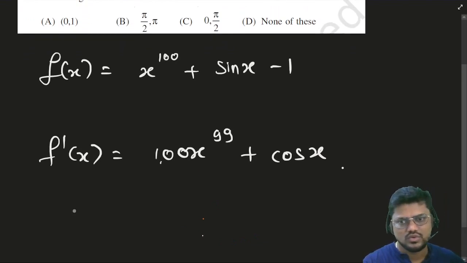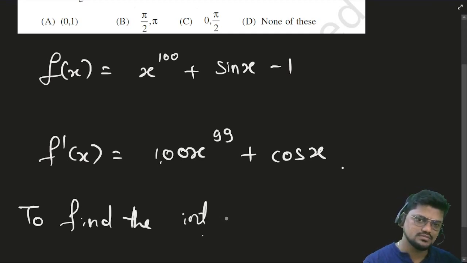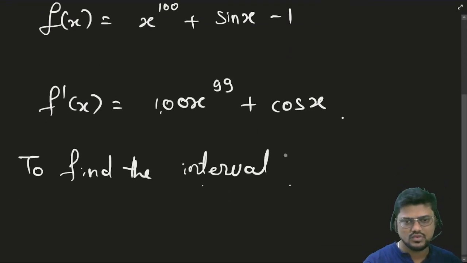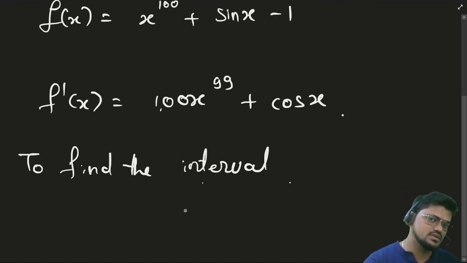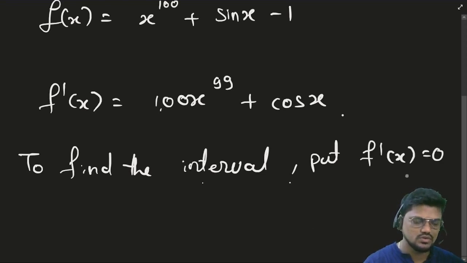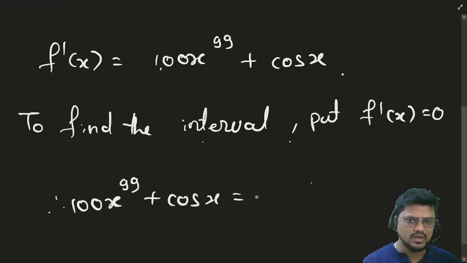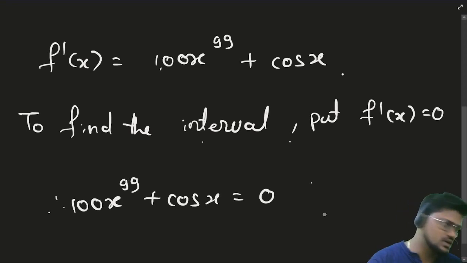Now, to find the intervals, we won't be able to find the intervals in this, because to find the intervals, we put f dash of x equal to 0. Therefore, 100x to the power 99 plus cos x equals 0. But even then, we won't be able to find the x values. So we'll not work it like this.